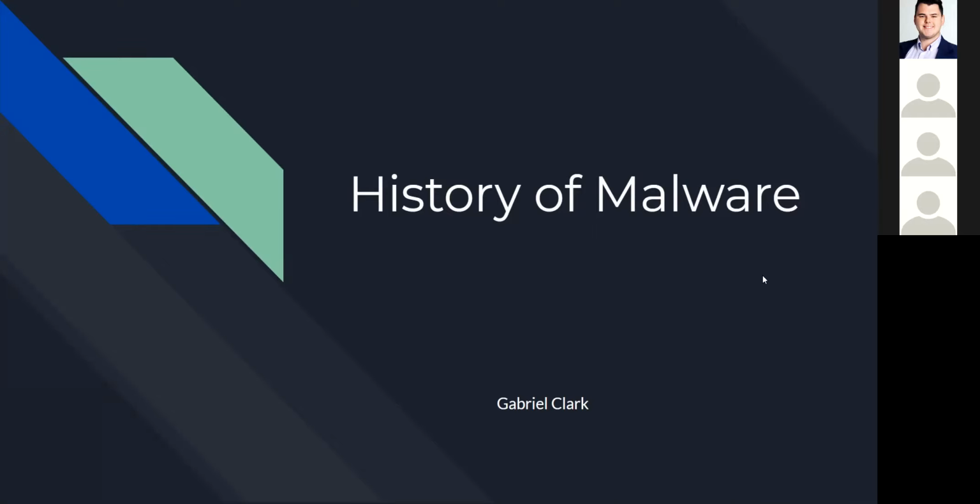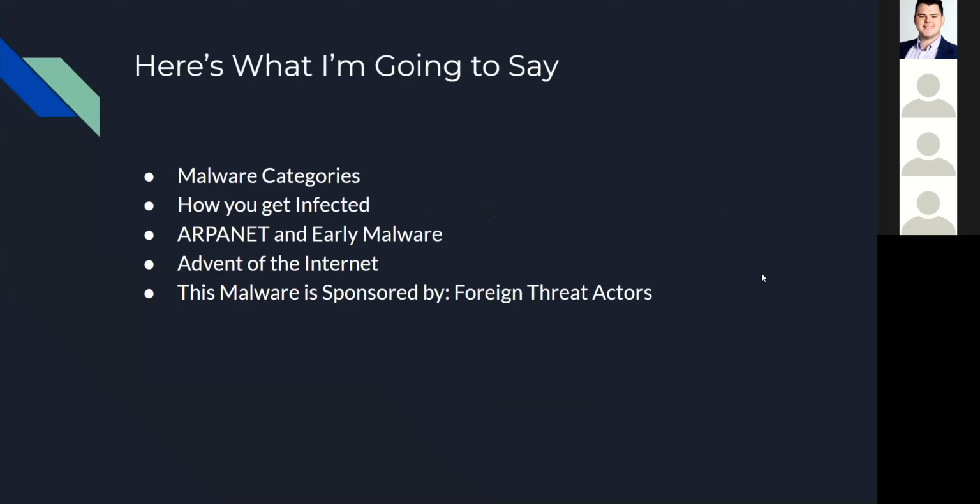Anyway, malware. What is it? So here's what I'm going to tell you. This is the history of malware. Going to go over what categories of malware there are, how you get them on your system. Then the three categories of malware I'm going to go over, organized in chronological order: the first stage is early internet. After that, the internet came around, and then there's current day.